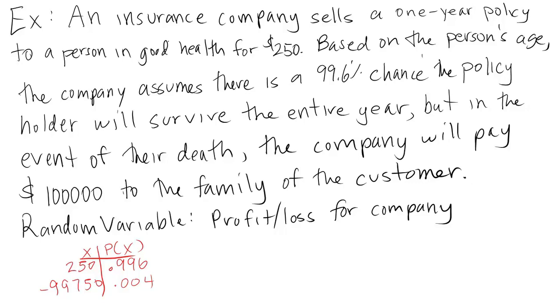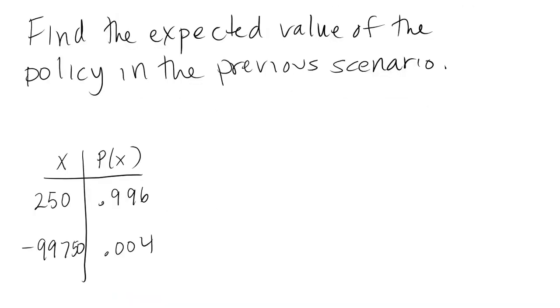What we're now going to do is take this an extra step and find the expected value of this policy from the perspective of the company. I don't want to jam this in at the bottom of this slide, so I'm going to put it on the next. We're going to find the expected value of the policy in the previous scenario, given this probability distribution. Again, we know that the expected value is given by multiplying each value of the variable by its corresponding probability, and then adding up those products.